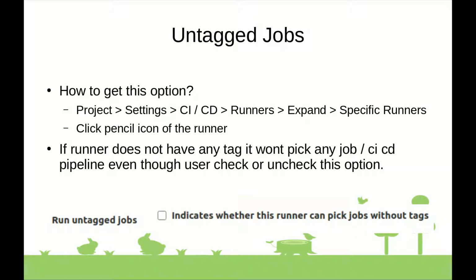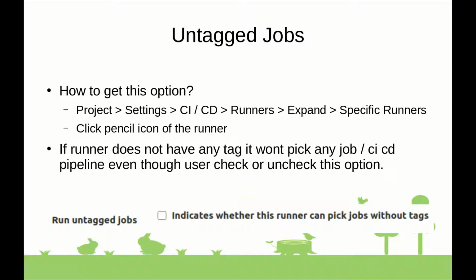To get this option, you need to go to project, settings, CI/CD, runners, expand it. Beside a specific runner, there will be a pencil icon. You need to click on it and you will get this option on the third number. Now, what does this mean? Untagged jobs. If a runner does not have any tag associated with it, it won't pick any job or any CI/CD pipeline irrespective of whether a user checks this checkbox or not.